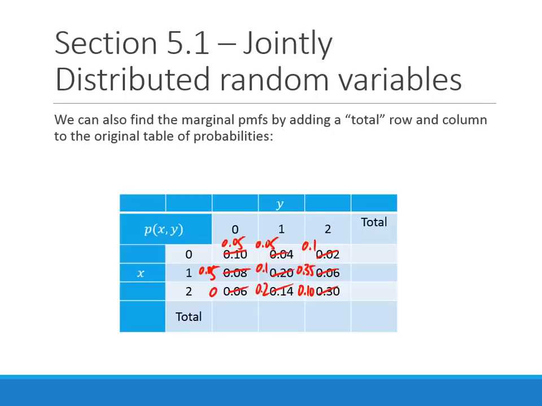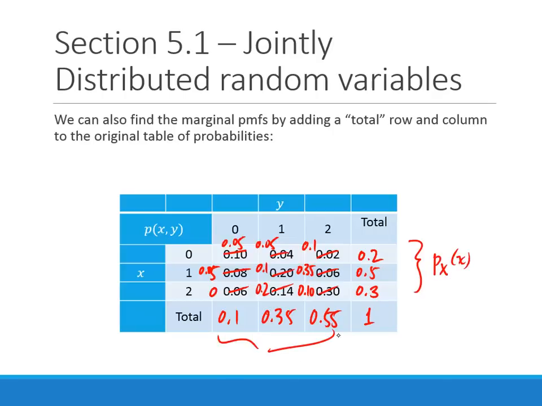Okay. So I'm just adding up the rows and columns here, and that's an equivalent way of thinking about these distributions. So 0.35, 0.55. You can check that they all add up to 1 there. So here's my marginal PMF for X, and here's my marginal PMF for Y. And that's kind of where the terminology comes from, you're looking at the margin of the table in some sense.